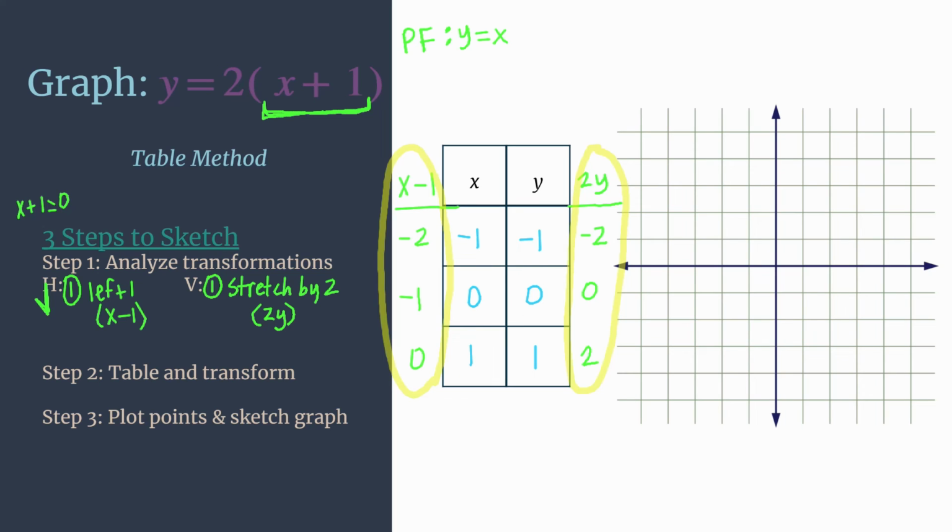So we have -2, -2, -1, 0, and 0, 2. All right, there's your graph.